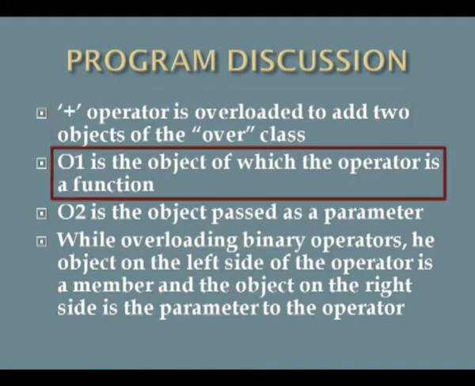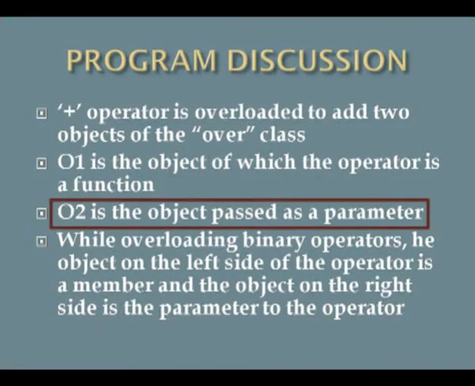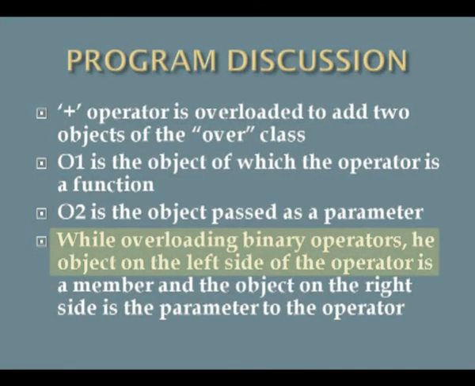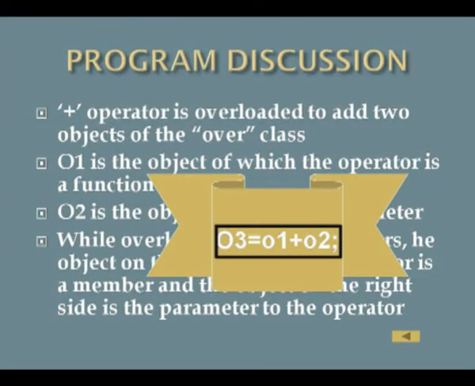O1 is the object of which the operator is a function, that means O1 is the object which is calling the operator function. O2 is the object which is passed as the parameter, and while overloading binary operators, the object on the left side of the operator is a member and the object on the right side is a parameter. So, O3 is equal to O1 plus O2 was the statement. According to the rule, the object on the left side of the operator is the object which is calling the function. The object on the right side of the operator is being passed as the argument.